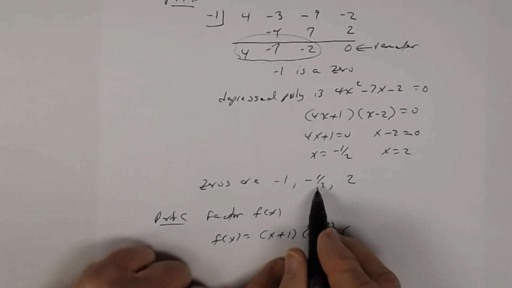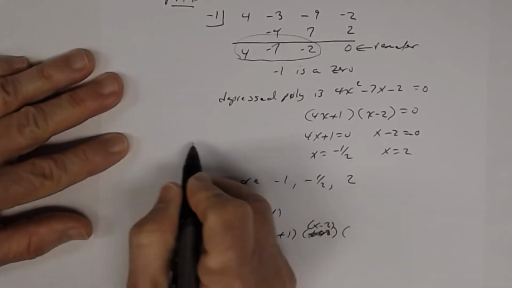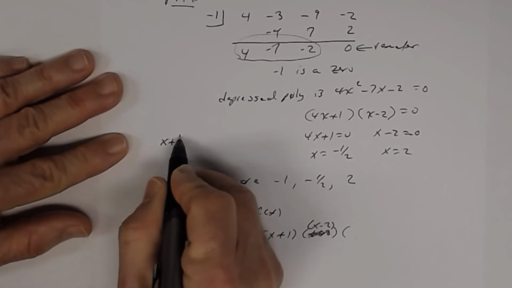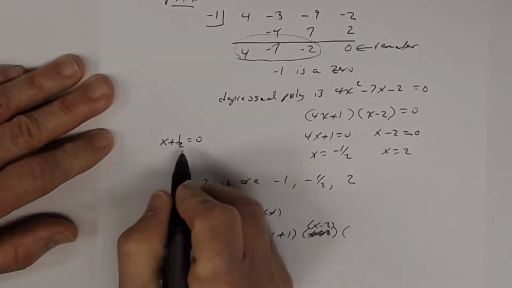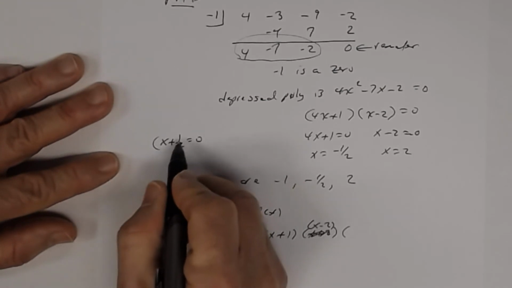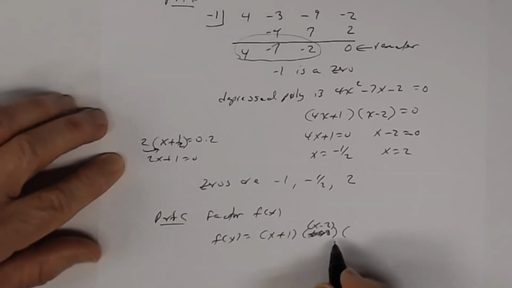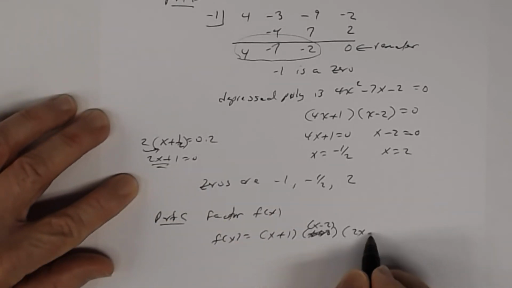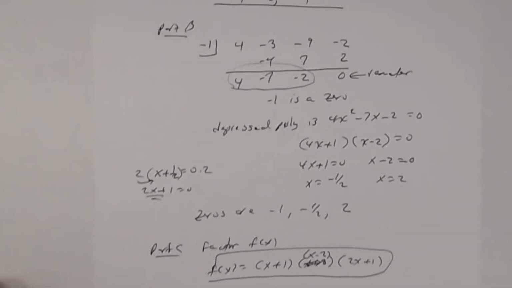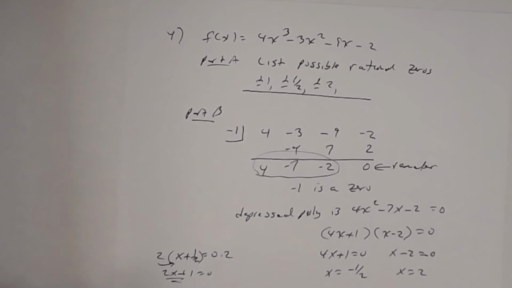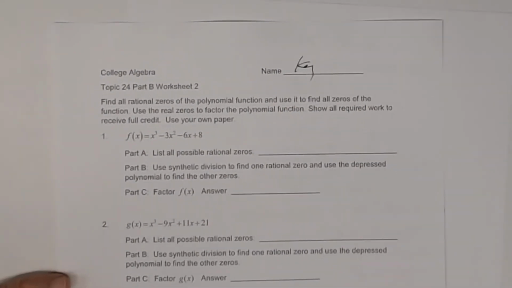Now be careful with this one. You don't want any fractions here, so you have to think. If negative 1/2 is a 0, then x plus 1/2 equals 0 is how I got negative 1/2. So let's clear that fraction. I'm going to multiply both sides by 2. So I get 2x plus 1 equals 0, and that's what goes here. So 2x plus 1 goes here. All right, and so that is the key to topic 24, part B.